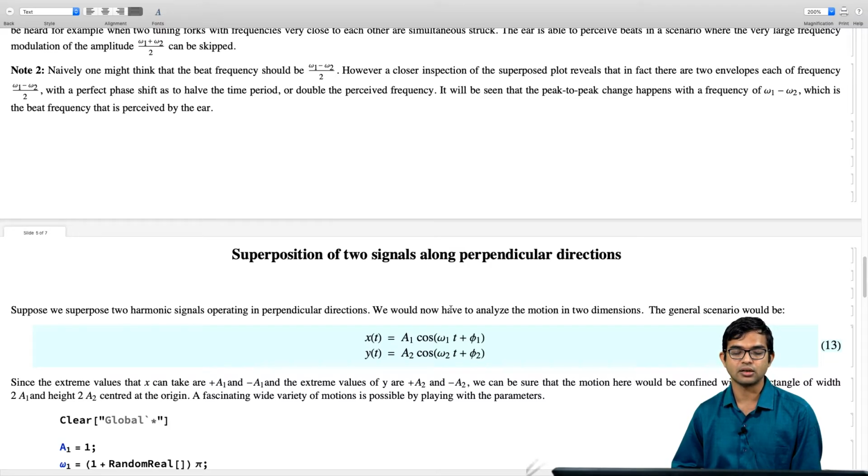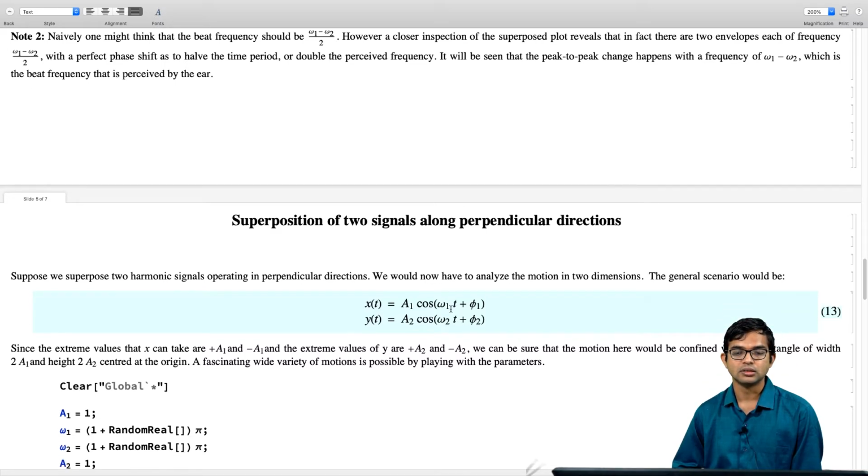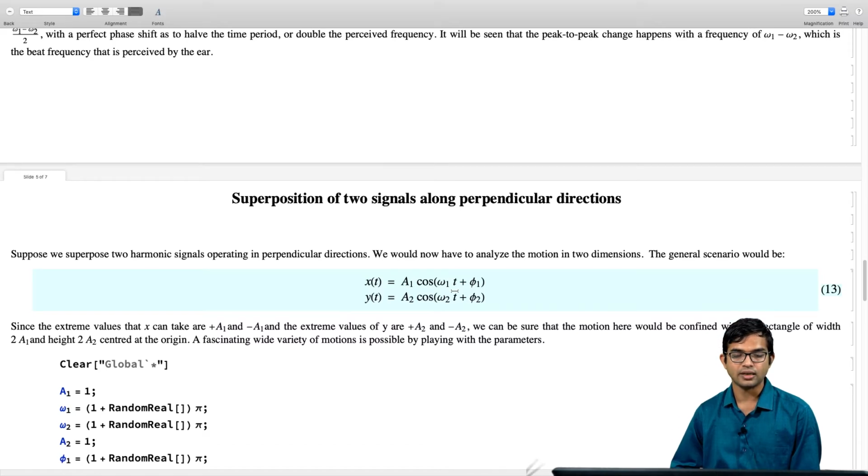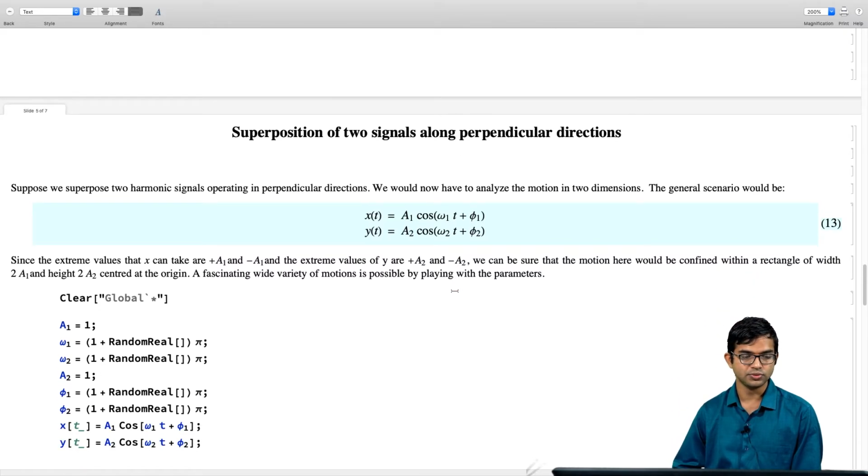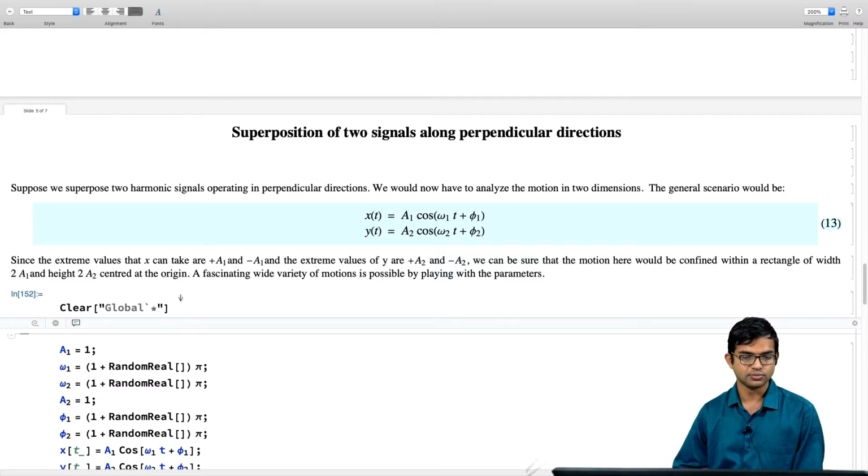So there is an x component to it and a y component to it, and you can ask, is there some order that one can get? Is there some method to this? Once again, some simple analysis is involved, and Mathematica allows us to visualize this. So once again, I will start by clearing this global.